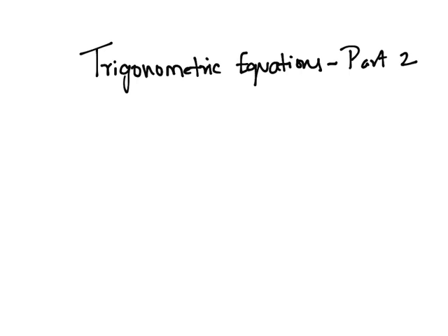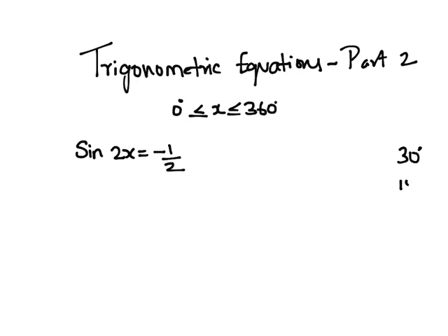Let me take, let's say, x to be an angle between 0 degrees and 360 degrees. For example, if I have to solve sine 2x equal to minus half. We all know that sine 30 degrees is half, so let us write 30 degrees. And what are the other angles? 150, 210 and 330 degrees. So you consider this 2x as x.